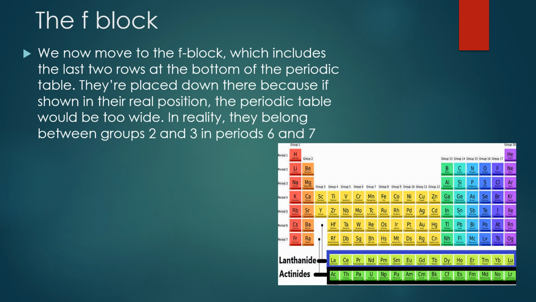Hi, I am Anas, and now we're going to be explaining the F block. We now move to the F block, which includes the last two rows at the bottom of the periodic table. They are placed down there because if shown in their real position, the periodic table would be too wide. In reality, they belong between group 2 and 3, which are here, and period 6 and 7, also here.